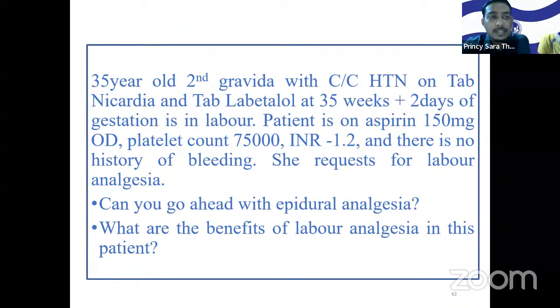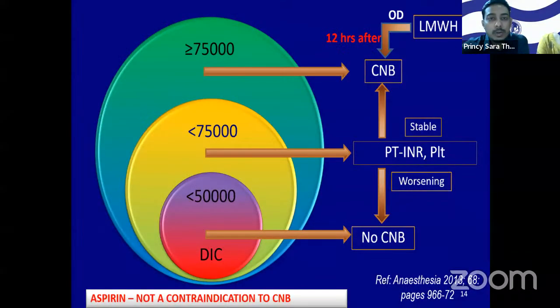Ma'am, central neuraxial analgesia will be considered safe in this patient as the platelet count is 75,000, the INR is 1.2, and there is no history of ongoing bleeding. A platelet count of 1 lakh is considered safe, and below 50,000 we defer giving central neuraxial analgesia. If the platelet count is above 50,000, other coagulation parameters are normal, there is no decreasing trend in coagulation parameters, and no evidence of DIC, we can proceed with epidural analgesia.